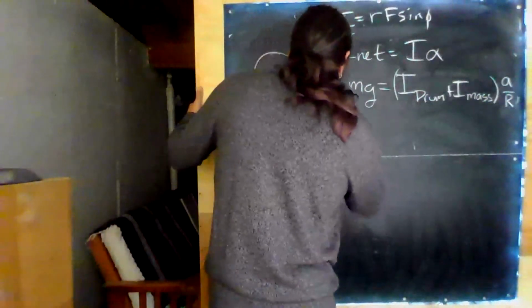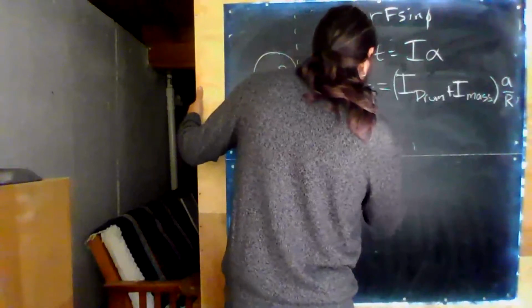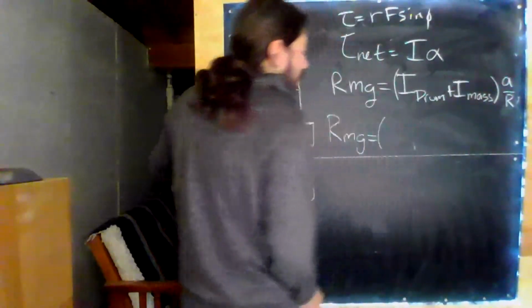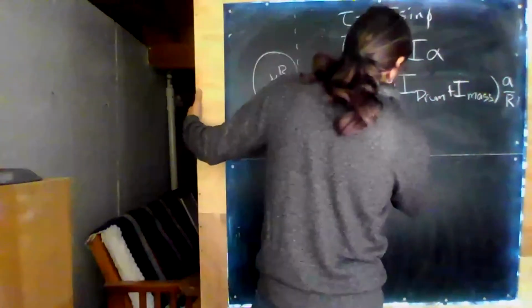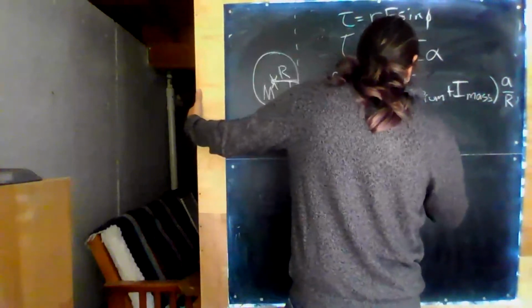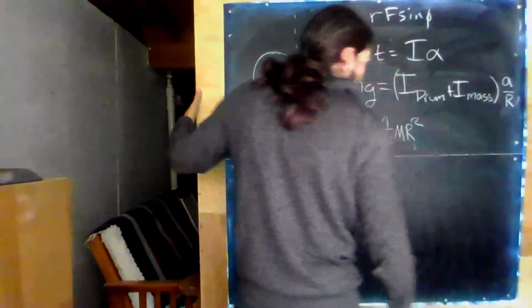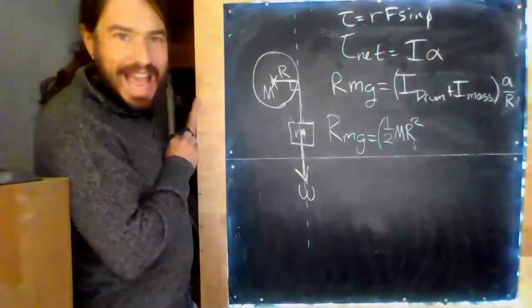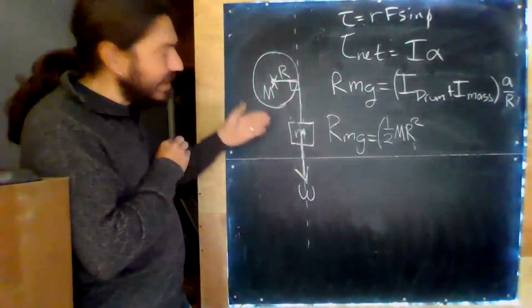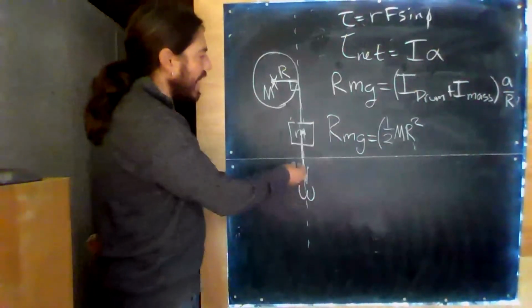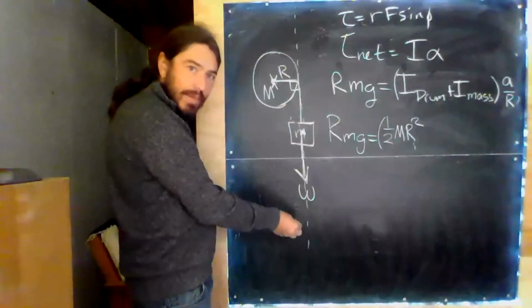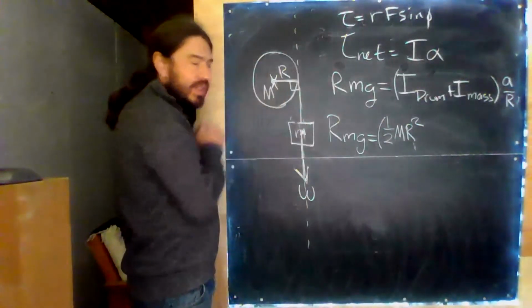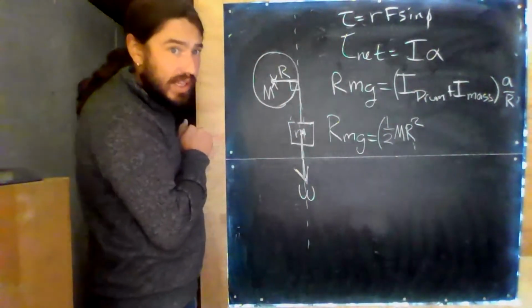So we have R times little m times g equals, well, the moment of inertia of the drum, we had that last time. That's 1/2 MR squared. The moment of inertia of a mass, a point mass. This is really like a point mass. All of the mass is moving at the same distance from the rotational point. So we should treat this like a point mass.